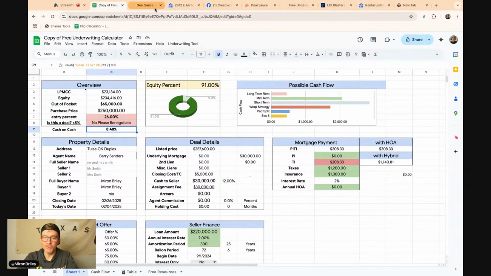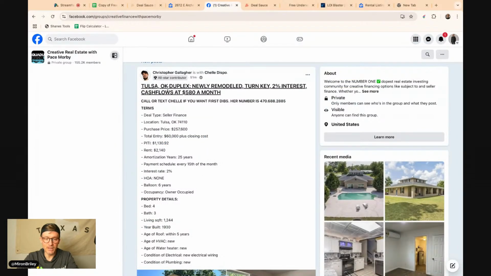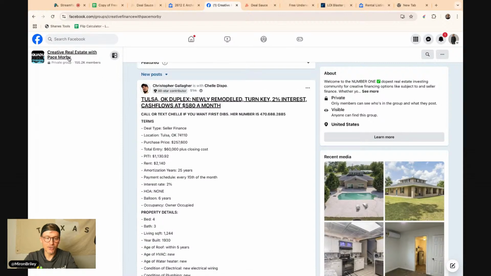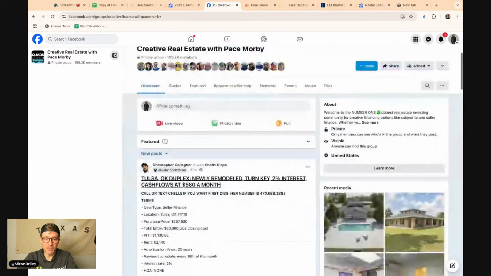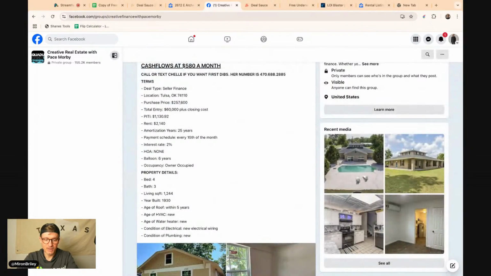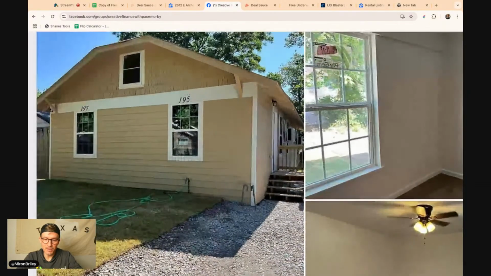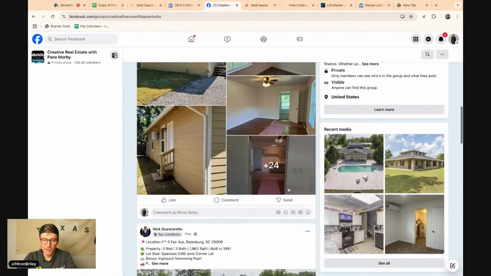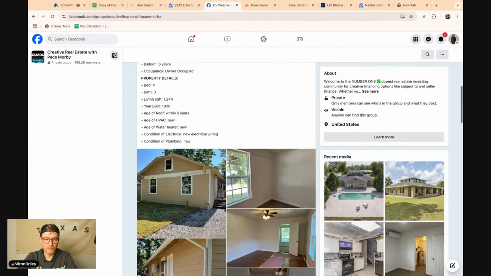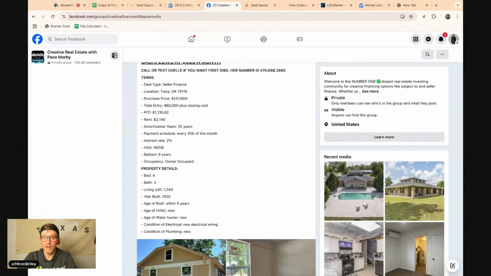Let me know in the chat what you all think about this deal that Christopher Gallagher is trying to go with in the creative real estate with Pace Morby Group. Just right here. This is the first thing that came up. I opened this up, I'm like, let's look at it. Oh, here, 195 and 197. Cool. All right.